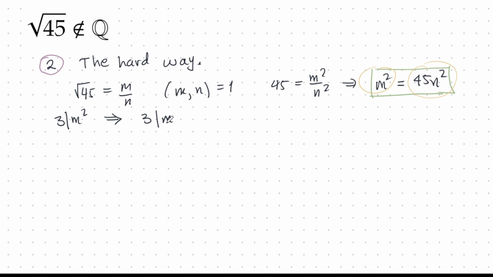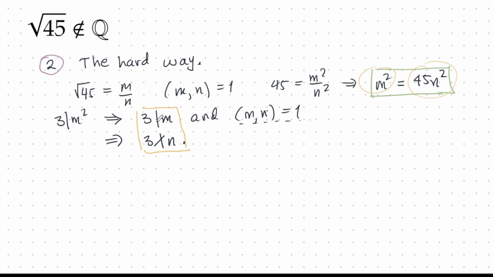3 divides m, and since the two are coprime, it must be that 3 does not divide n. Because if 3 divides n, then both m and n have a divisor of 3, so this wouldn't be true here. So that's quite interesting. So we have these two facts that we can now use.